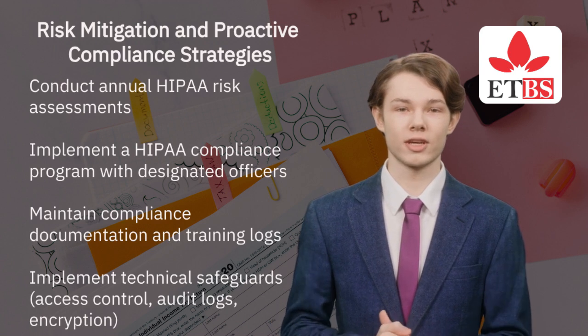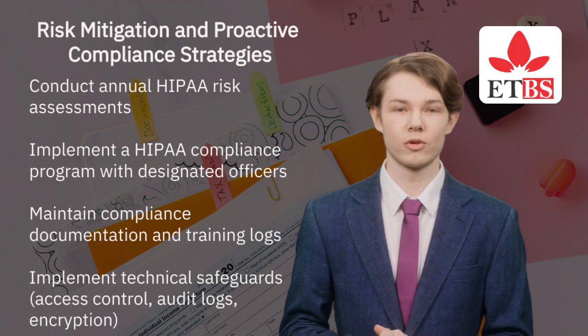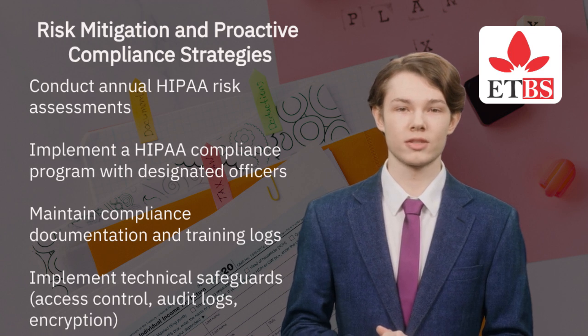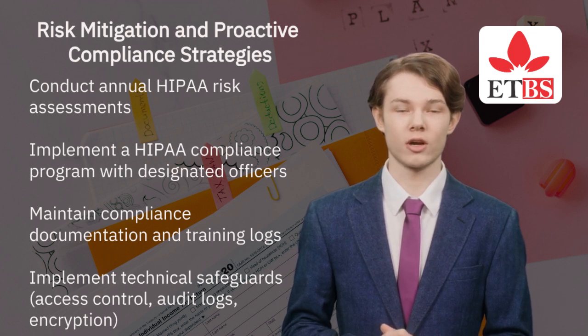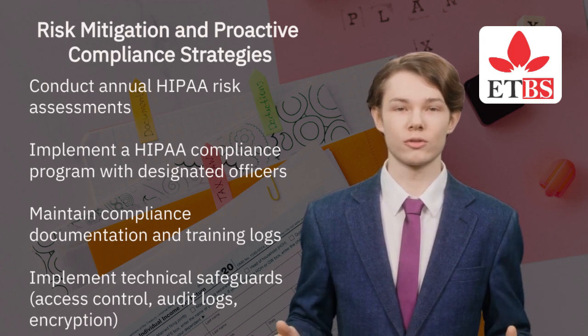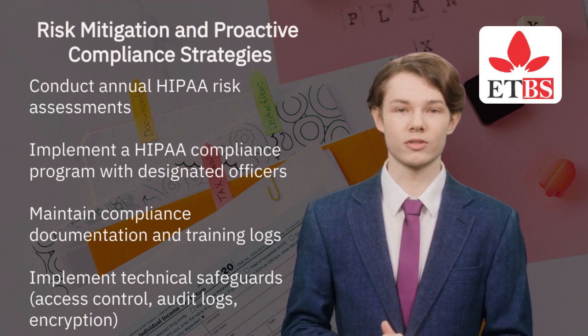7. Risk mitigation and proactive compliance strategies. To avoid HIPAA violations and penalties, healthcare organizations should conduct annual HIPAA risk assessments, implement a HIPAA compliance program with designated officers, maintain compliance documentation and training logs, implement technical safeguards such as access control, audit logs, and encryption, and enforce incident response and breach reporting policies.